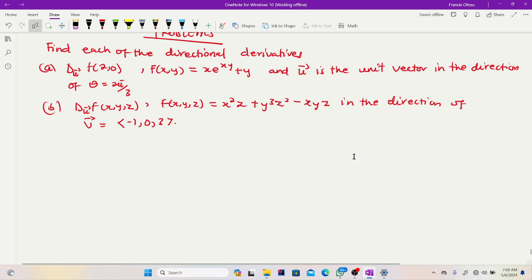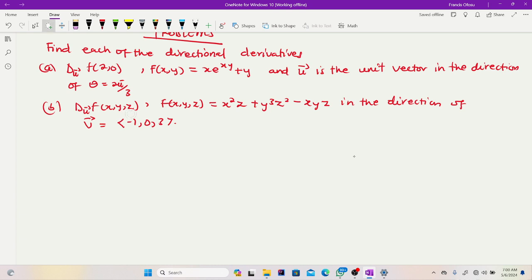It says find each of the directional derivatives. So A is saying that we should find the directional derivative of a function at point (2, 0). Take note of this, at point (2, 0), where the function f of x, y is equal to x e to the power xy plus y, and the vector is the unit vector in the direction of angle theta, given as 2 pi on 3. So here you have been given an angle to show the direction.